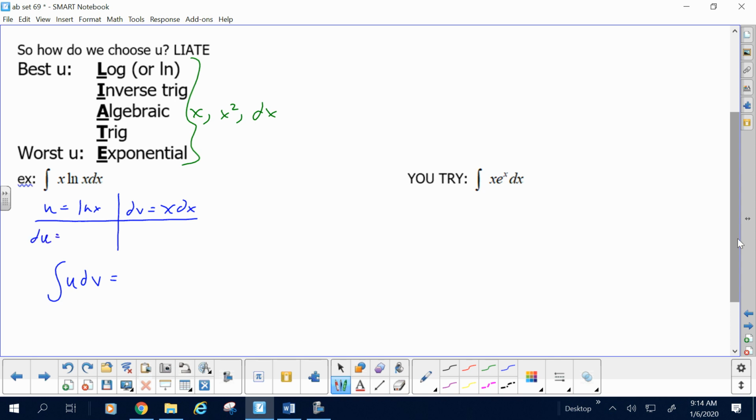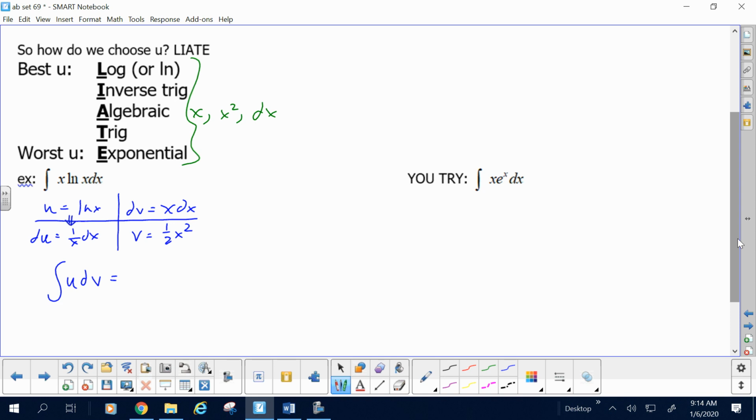Now, after you made those choices, then you have two consequences as a result. If u is log, then du is 1 over x dx. And dv equals x dx implies that when you integrate, v is 1/2 x squared. Now, if you're thinking, gosh, that looks just like the one we did, you said it was terrible. Well, it's different because the natural log is going to help us here.